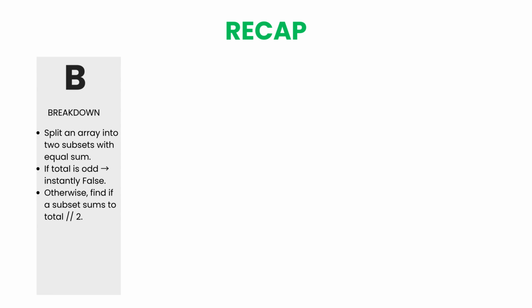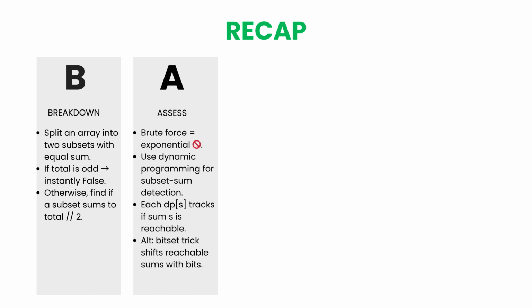Breakdown recap. So, wrapping this up, partition equal subset sum asks whether we can split an array into two subsets with the same total. It sounds simple, but the key is recognizing that it is actually a subset sum problem in disguise. If the overall sum is odd, the answer is immediately impossible. If the sum is even, the real question becomes whether there is a subset that adds up to half of the total.